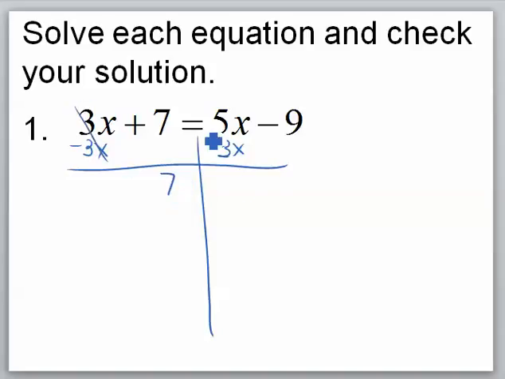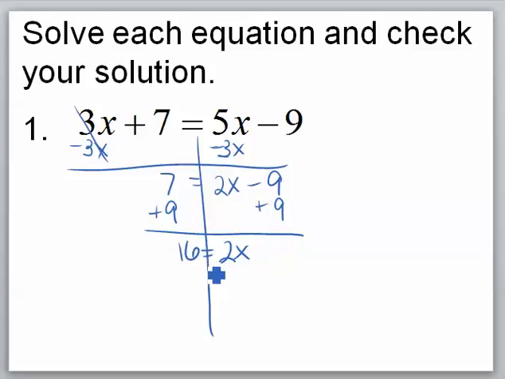So I end up getting 7 equals 5 minus 3, which is 2x, minus 9. Then I get rid of my minus 9 by adding 9 to both sides. I get 2x equals 16, and then I can divide by 2 on both sides, and I get x is 8. Again, on all of these problems, you can check your solution, so you can plug 8 into both the x's. This one, 5 times 8 is 40. 40 minus 9 is 31. On this side, I've got 3 times 8 is 24. 24 plus 7 is also 31, so I have the correct solution.